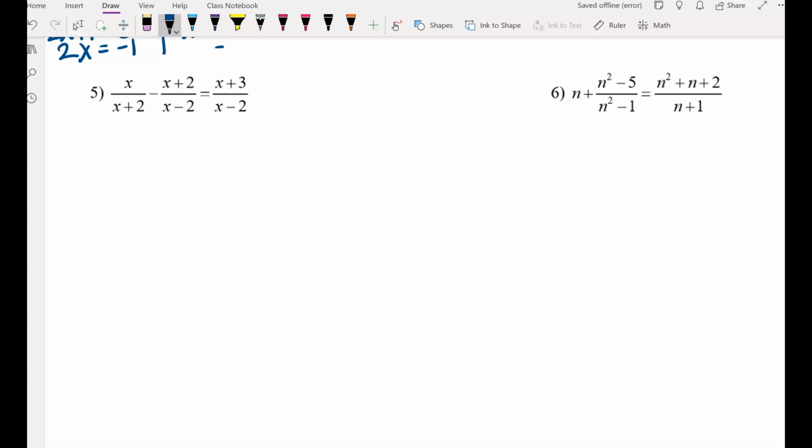Okay, guys, example 5 and 6. Oh man, don't these look scary? They look totally scary, right? So many terms. But don't be scared. Just take it one step at a time.